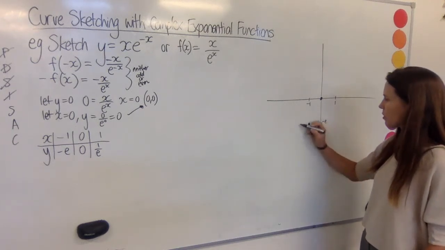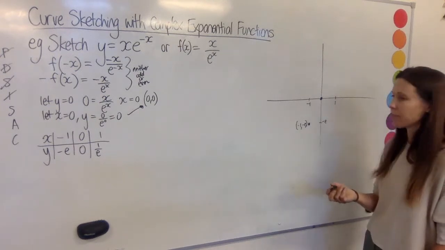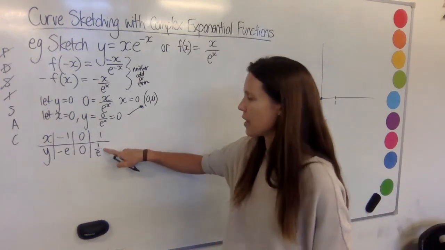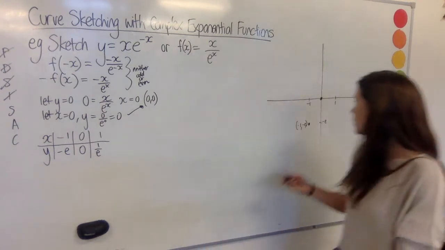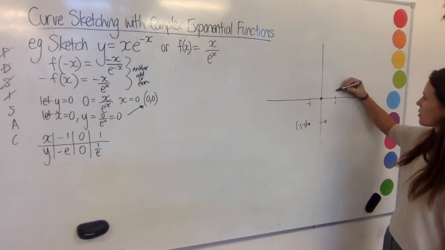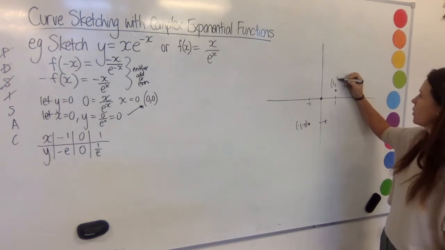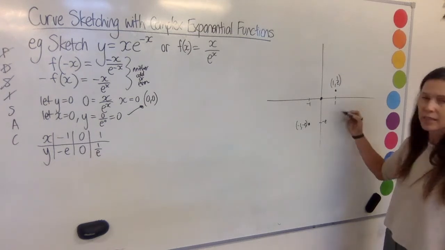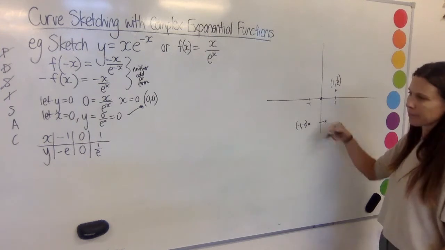And I could actually label this point minus 1, minus e, and I've got a point on my curve. I've got this other point over here, 1 over 2.7. That's round about a third or so. So if this is 1, it's going to be up just a little bit. I can also label this point 1 over e. So I'm starting to get somewhere already. I've got 3 points. It's looking like something of a curve here.